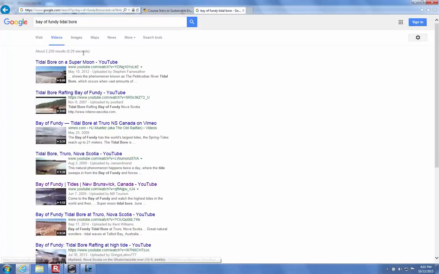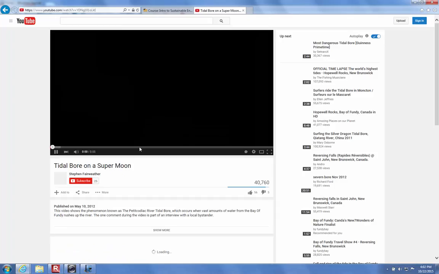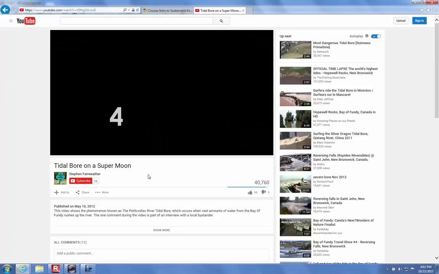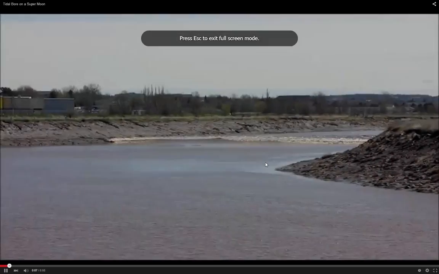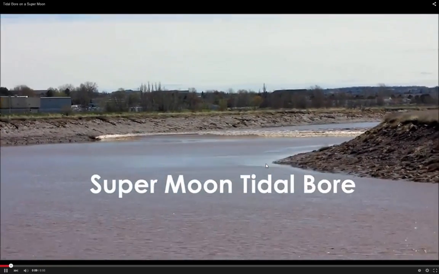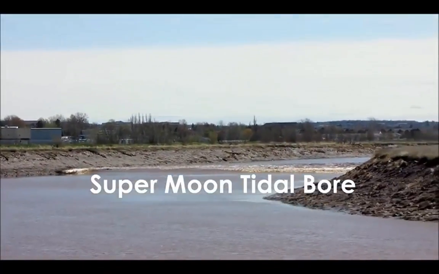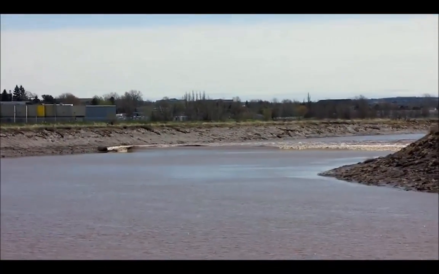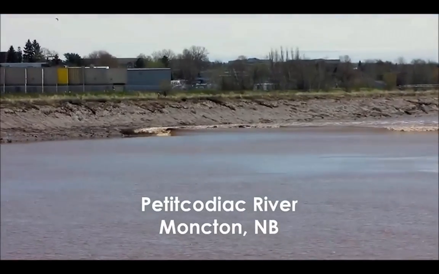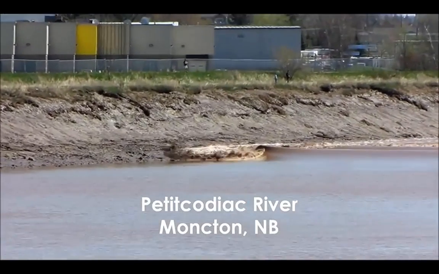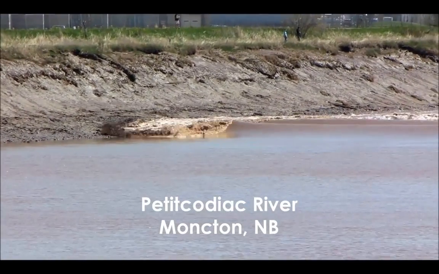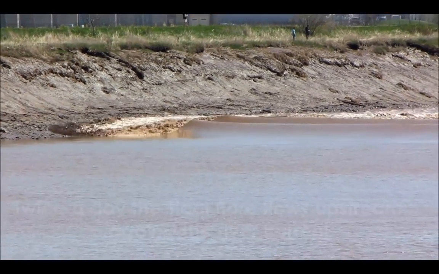This is called a tidal bore, and this one's on a supermoon, but you'll see where the tide is going against the current of the river. They're going in two opposite directions. So in this case, the tide is coming in towards us, towards the camera, and the river current is flowing outward. What that does is it causes the water to stand up. The water going out goes underneath, and the water coming in goes over the top and creates that wave.